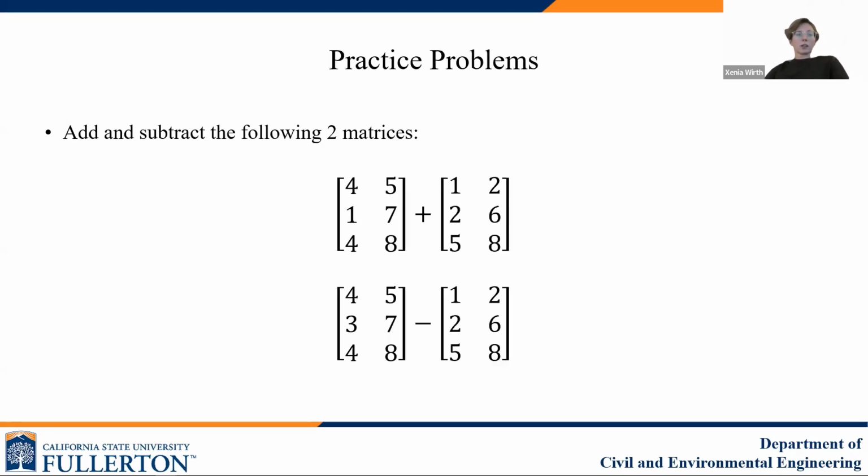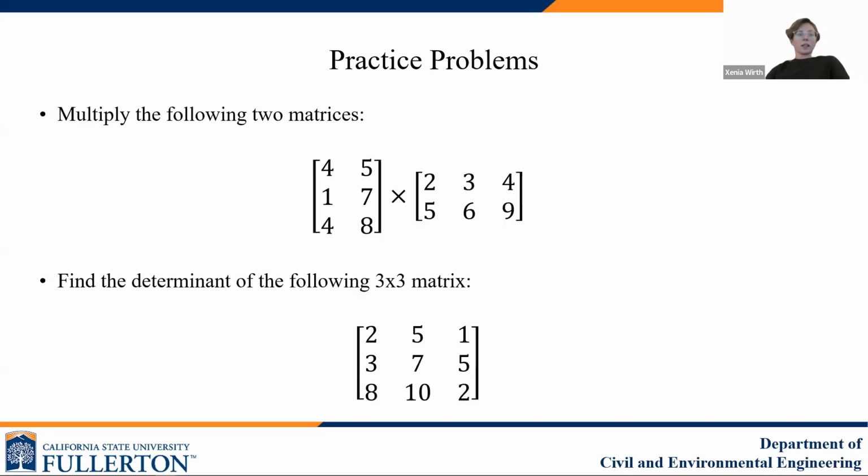So let's conclude with some practice problems. First, we have 2 like matrices here. They have the same dimensions. Try to add and subtract both of these matrices and see what you get, remembering that you're adding or subtracting corresponding elements together. The second is please multiply these 2 matrices.